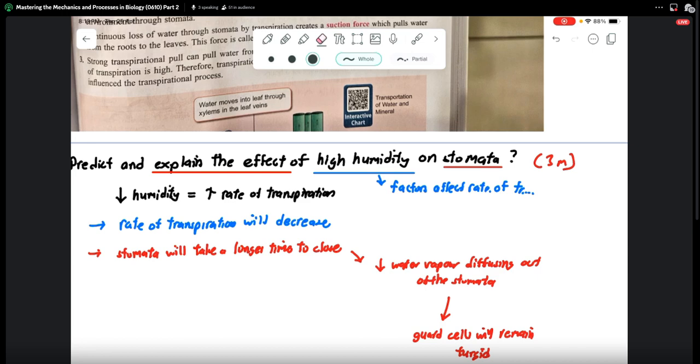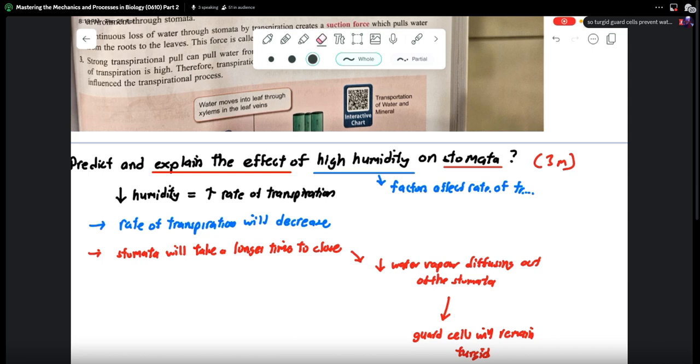And you know that in order for transpiration to happen, it needs to have a lower humidity. It means that the atmosphere has to be very, very dry, then transpiration can occur. So, does this make sense? So, the turgid guard cells prevent water.